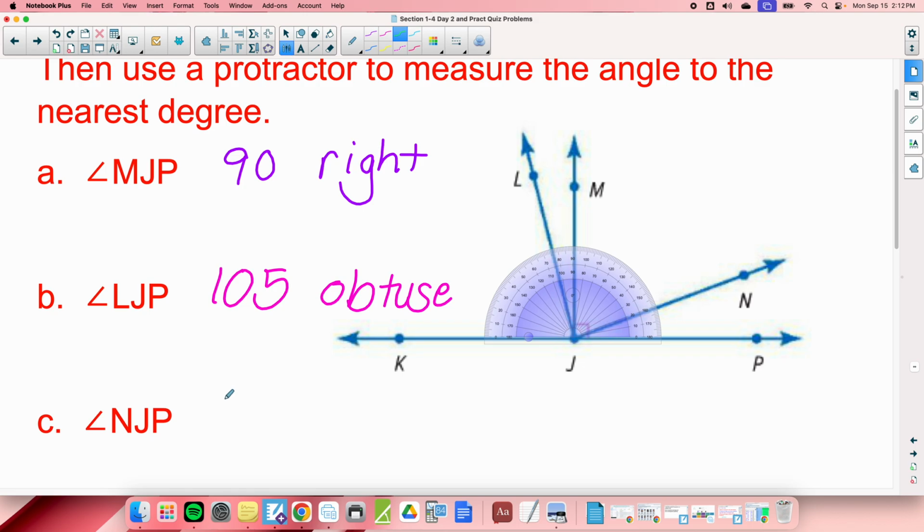So that's 20 degrees. And what kind is that then? Acute. So what's acute? Less than 90. Less than 90, yes.